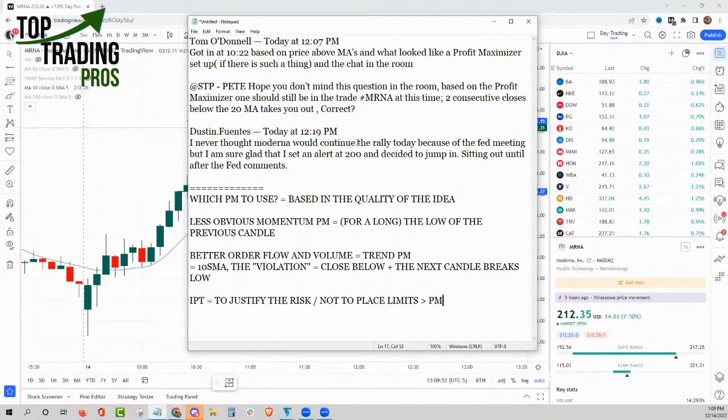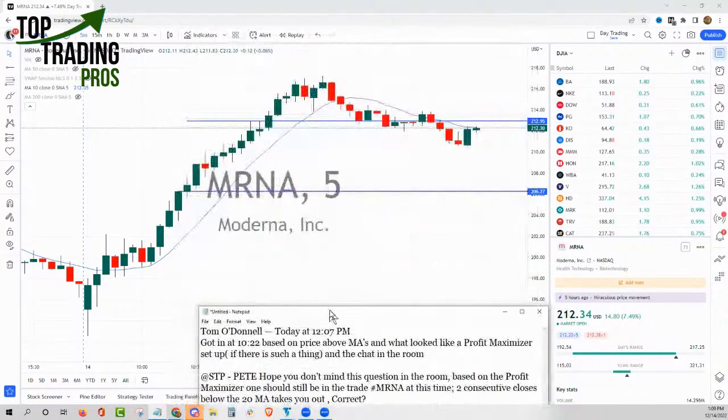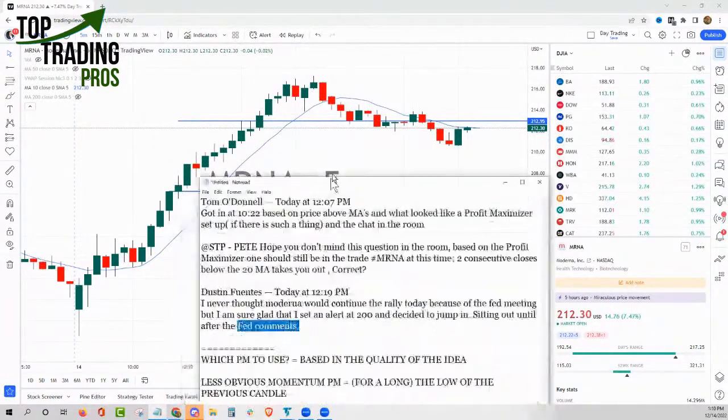But the other thing I want to talk about, so again, never thought it would continue. And the Fed, we don't want to put limits on what it could do. Clearly, the stock rocketed again today, right? So that's something we can all learn from.